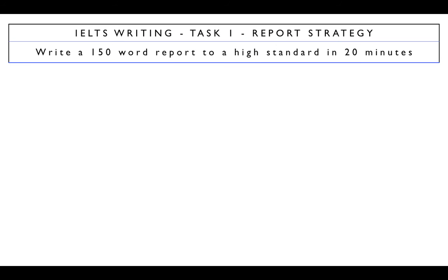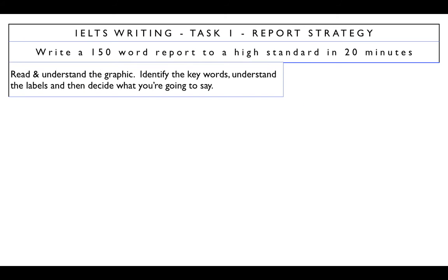In this lesson we're going to be looking at the IELTS writing section, task 1, and we're going to help you develop a report strategy. You're going to have to write a 150-word report to a high standard in 20 minutes. That means you need to read and understand the graphic, identify the key words, understand the labels, and then decide what you're going to say.